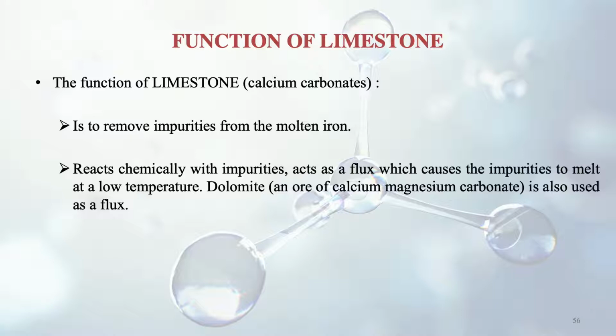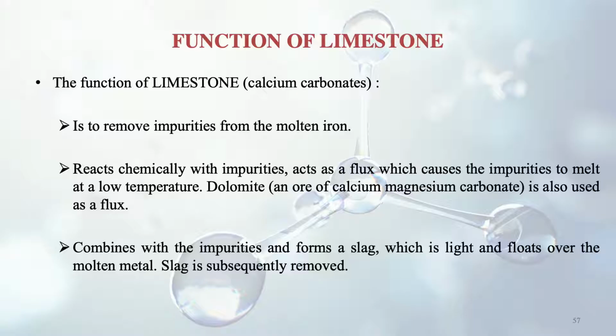Like for example, dolomite, an ore of calcium magnesium carbonate, is also used as flux sometimes. Then the limestone combines with the impurities and forms a slag. A slag is formed, which is light and floats over the molten metal. Slag is then subsequently removed. So when the slag is formed, it is lighter, so it floats over the molten metal, and from there it can be removed.